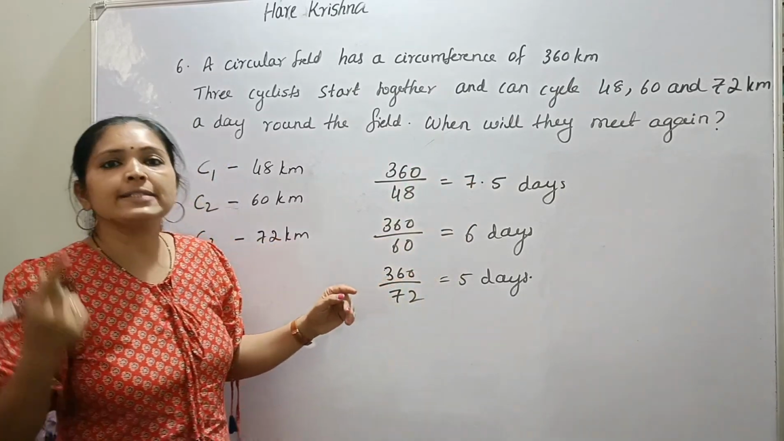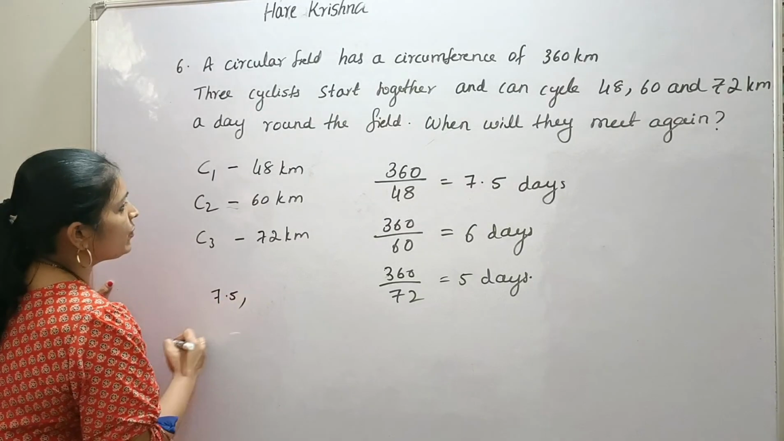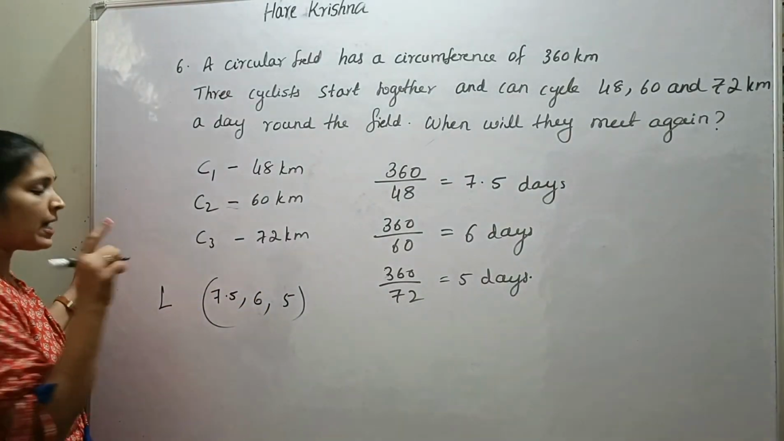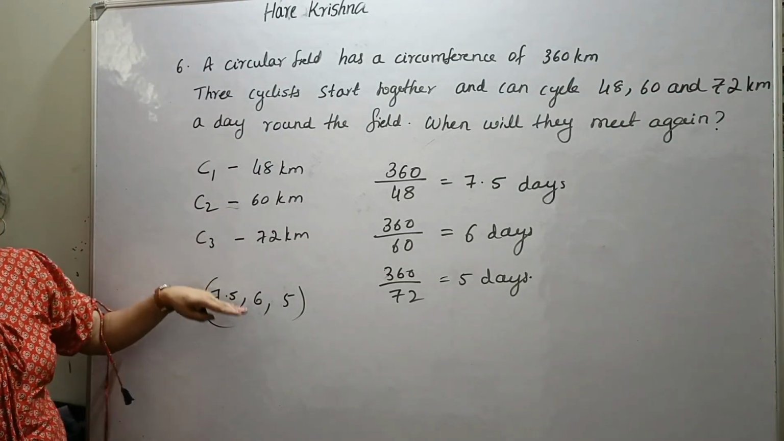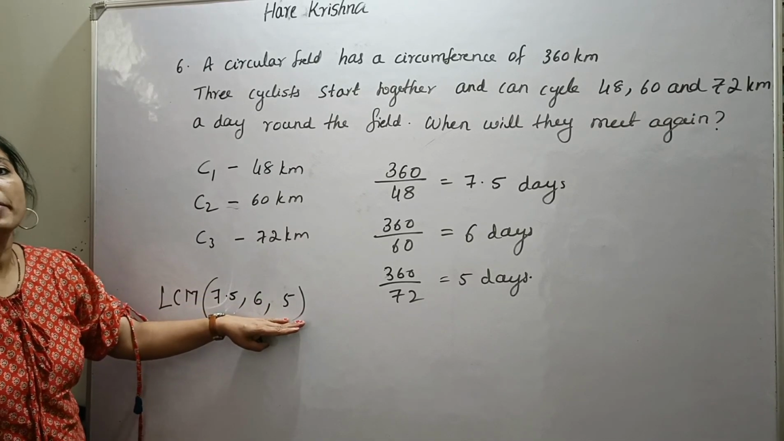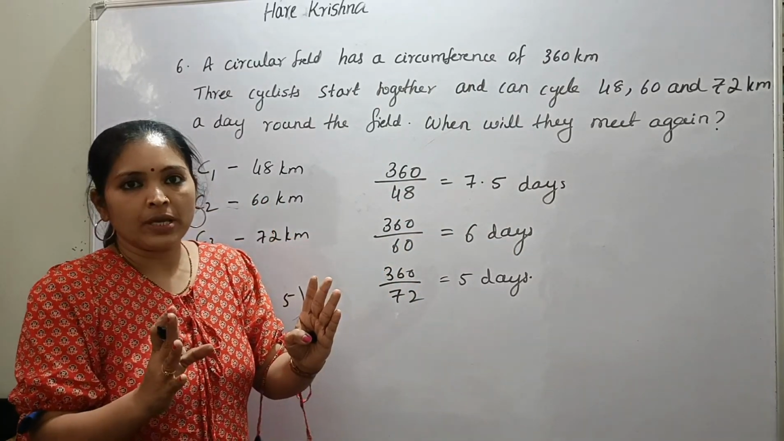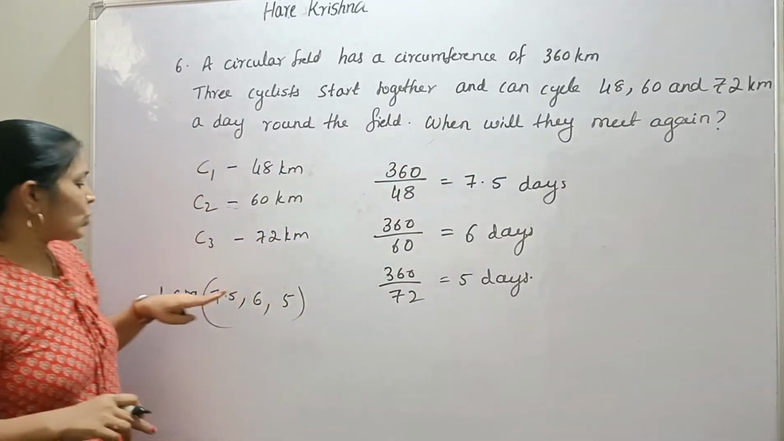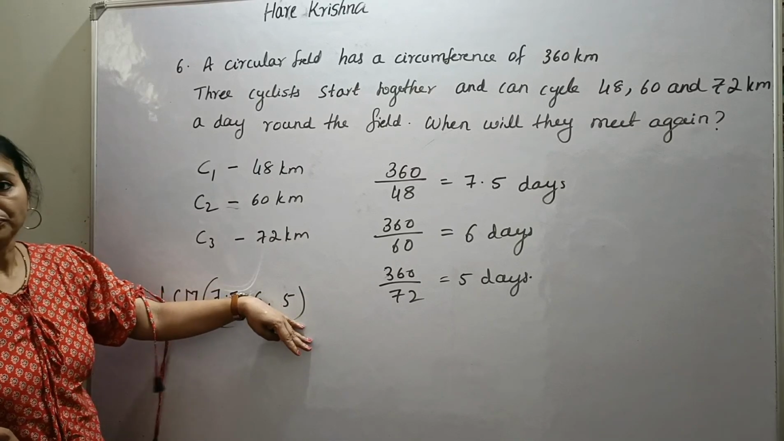So here we need the least common multiple of these numbers, 7.5, 6, 5, that is the LCM. When they meet, it means a common multiple, so their next meet is the least common multiple. So how to find the least common multiple of 7.5, 6, 5?